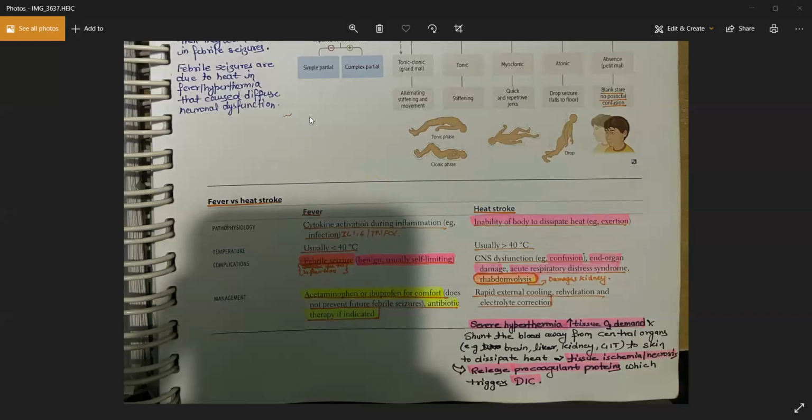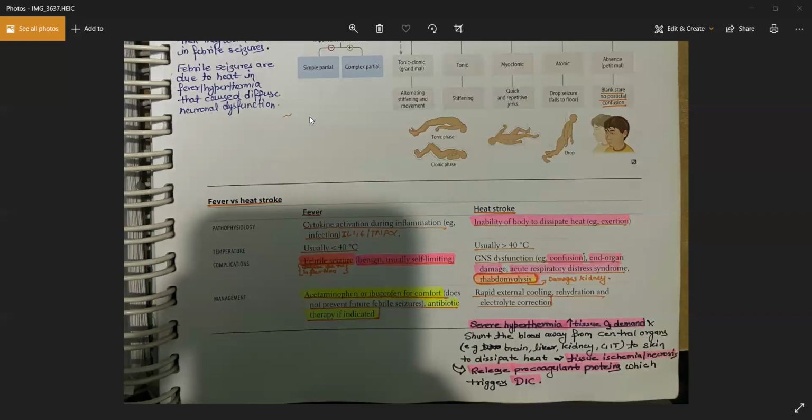Could you please explain why beta blockers are causing heat stroke? Because that decreases the heart rate, right? And you know the cardiac output will be equal to heart rate times the stroke volume. Heart rate is lost, so cardiac output will be lost.